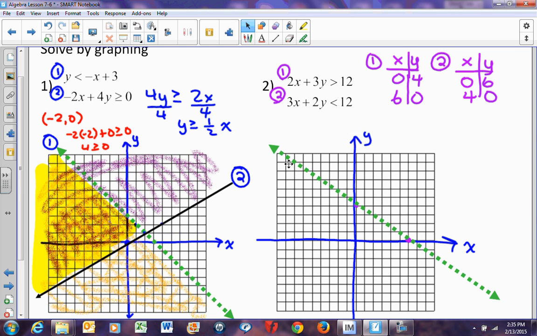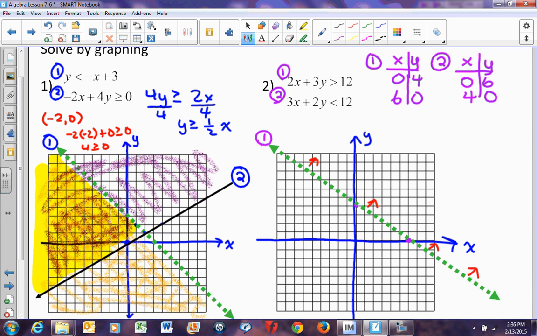And if I was to test 0, 0, I would have 0x plus 0y is greater than 12. 0 is not greater than 12. Now here's where I told you I don't like the extra shade because it gets really messy. So I just draw arrows. And in my particular instance, I know that greater than 12 in this place is going to go this direction. So I'm just going to tell myself I would shade this direction in this graph. And this is graph number 1.